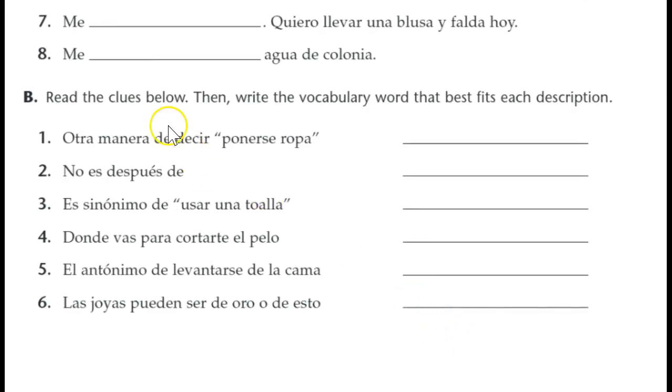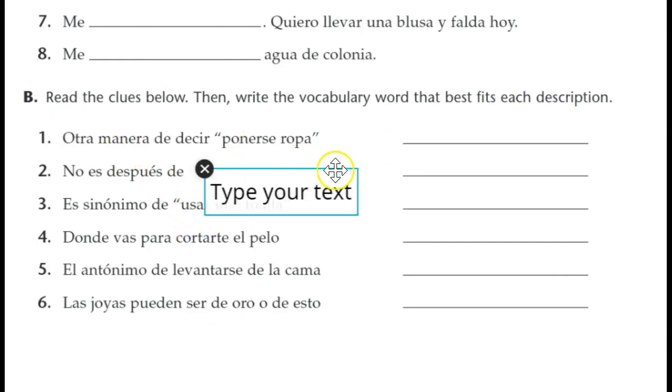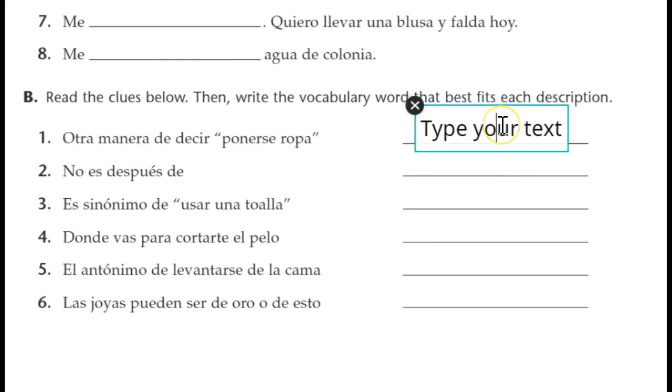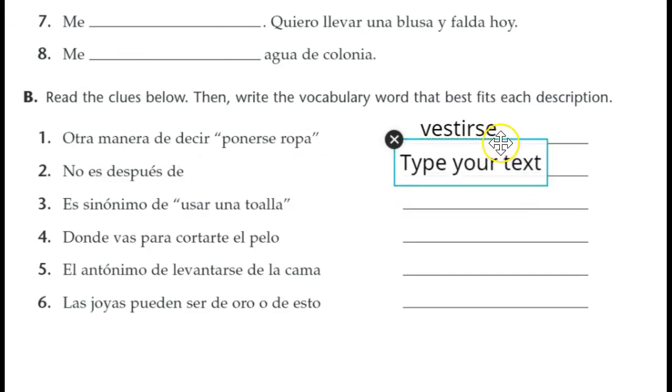Down here we have read the clues below, right? The vocabulary word best fits each description. So again, we just keep that same vocabulary that we've had so far and in the last video as well. Otra manera de decir ponerse ropa. Another way to say put on clothing. Well, is vestirse, right? Vestirse, to get dressed, right? No es después de. It's not after. Okay. Well, it's got to be before, right? Antes de.